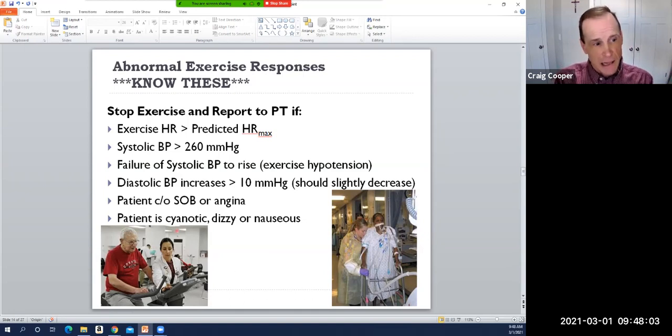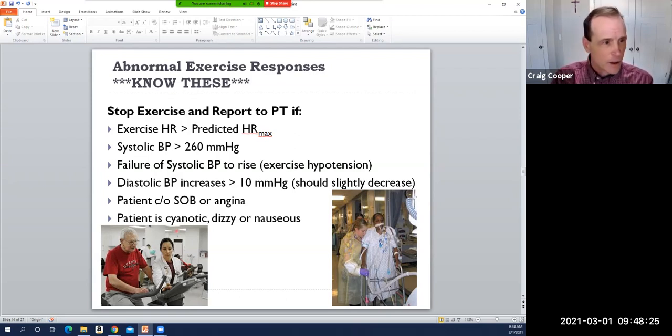They're not vasodilating the way they should be. If we start having other symptoms, shortness of breath, chest pain, dizziness, nausea, start getting pale, those are all reasons to stop as well. And this woman over here in the hospital gown looks like they've got her still on a ventilator. That's why they've got that tape on her mouth. It's taping the ET tube down her throat.